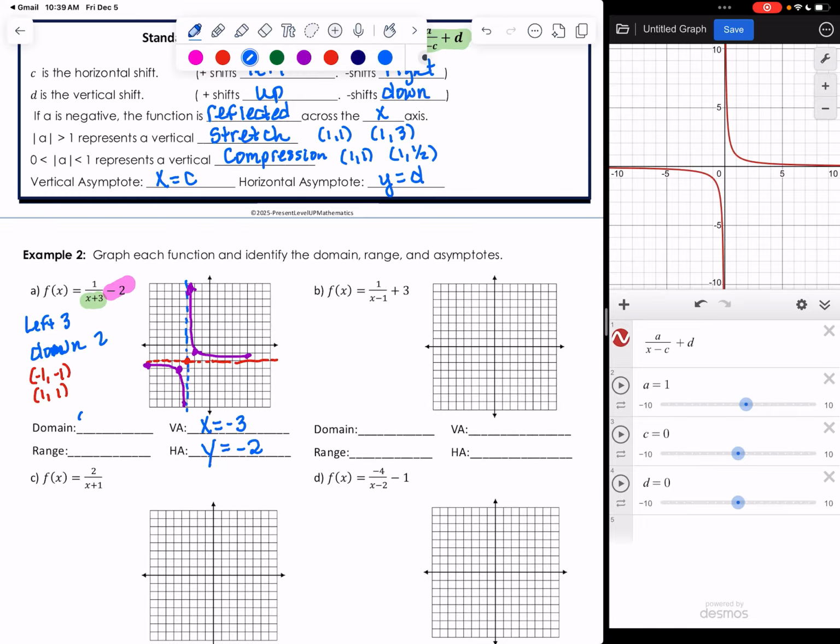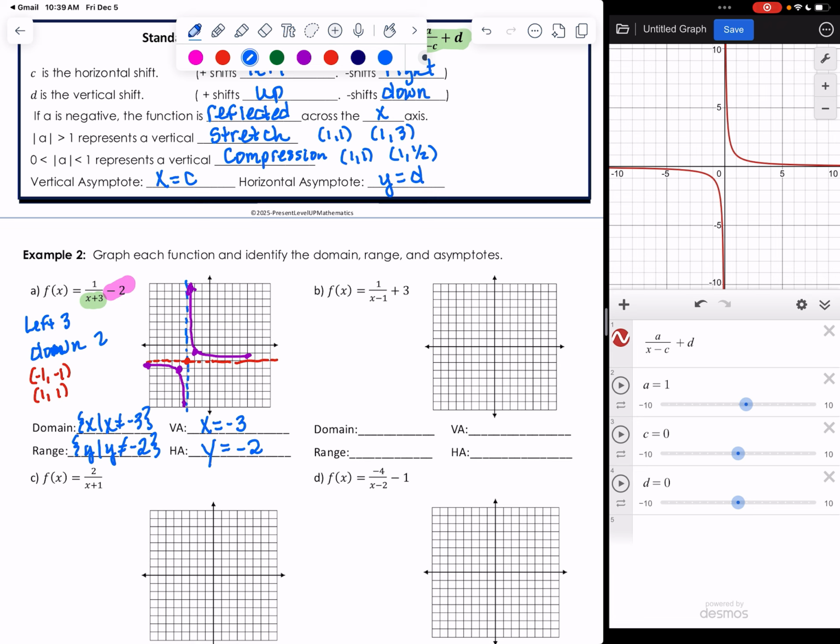So the domain is the set of all x's such that x cannot equal negative 3, because that's where your asymptote is. And the range, y, is the set of all y's such that y cannot equal negative 2. So the domain and range are always going to come from your asymptotes. That's why it's so important to get your asymptotes first. All right, let's look at another example.